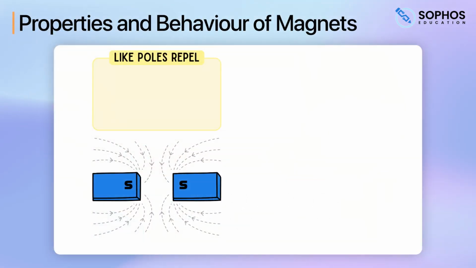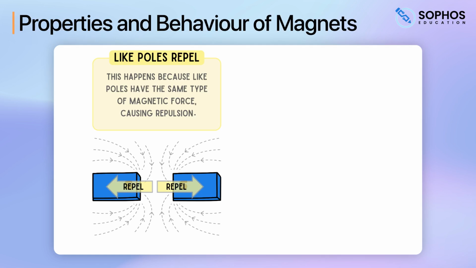Like poles repel, this means that if you try to bring the south pole of one magnet close to the south pole of another magnet, or north pole to north pole, they will push each other away. This happens because like poles have the same type of magnetic force, causing repulsion.